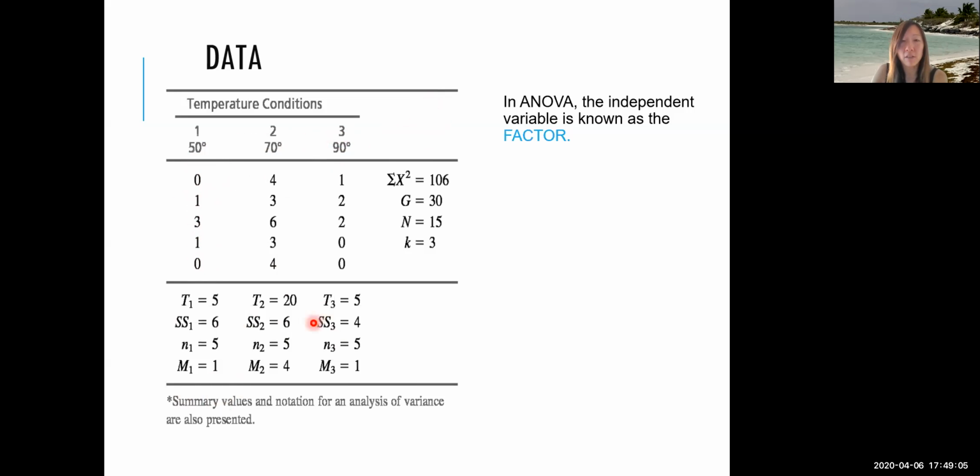Forget all of this right now. I'm going to go through that. The second group, the 70-degree group, here are the scores, and then the mean for the second group is 4. And then for the third group, 90 degrees, we have 1, 2, 2, 0, and 0. So we have a mean of 1. All right, so my question is, are there differences between these means, 1, 4, and 1? Well, looks like there's some difference, right?